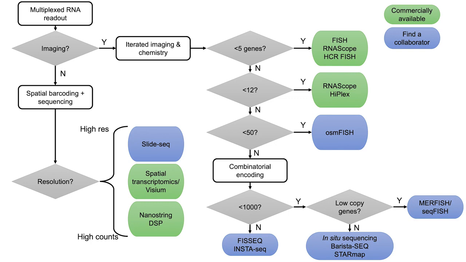Are you doing less than 1,000 genes? You can go for something like FISSEQ or InSeq. And if you're doing low copy number genes, you want to go for a MERFISH-based approach, or at least a hybridization-based approach. If you're doing high copy number genes, you can get away with one of the in situ sequencing-based approaches. And again, these are the commercially available products right now.